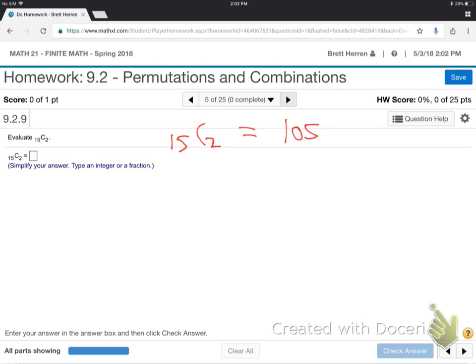All getting that okay? 15C2. All right, I'm going to move on.